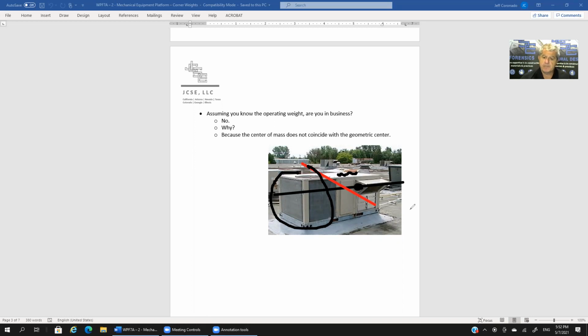In the transverse direction, it'll probably be closer to the middle, but no guarantee of that, right? The point is there's no guarantee on where the center of mass is going to be of the unit, but what is almost guaranteed is it's not going to be in the middle of the unit. So if this unit weighs 100 pounds, it would not be a fair assumption to say 25 pounds are sitting in this corner, 25 pounds in this corner, 25 on this corner, and 25 in the corner that we can't see. The center of mass does not coincide with the center of geometry.